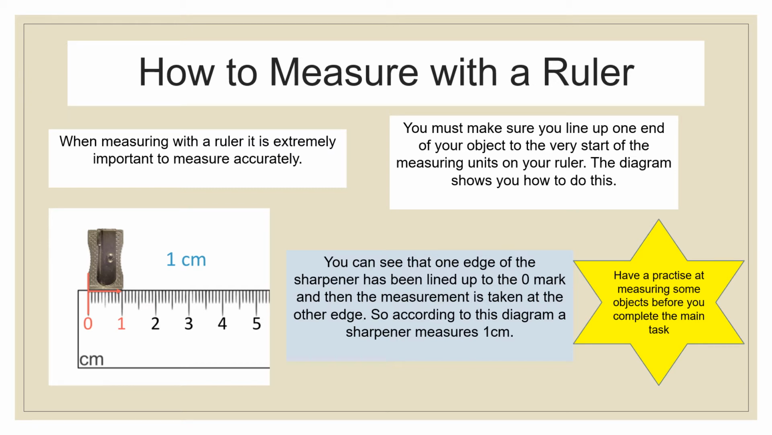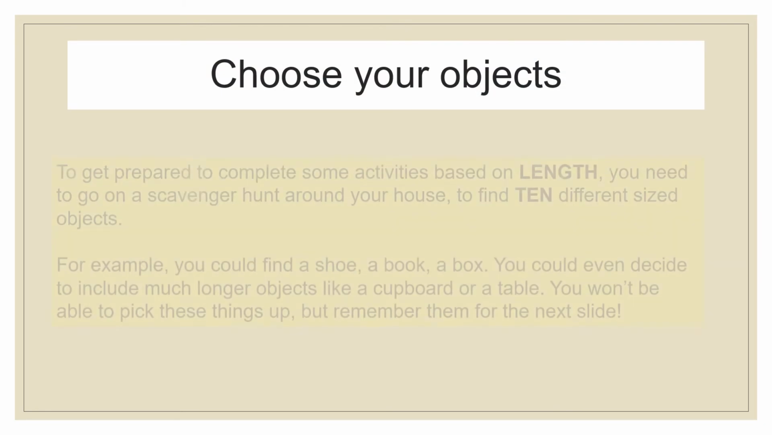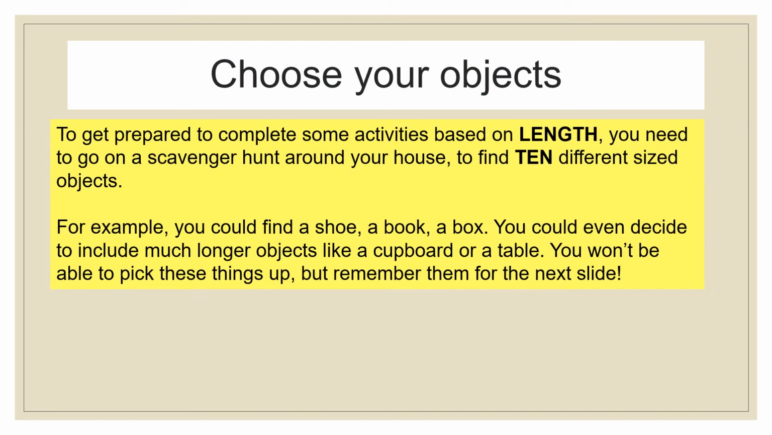Now you know all you need to know to enable you to complete the length activity. In the next few slides, I'm going to provide you with a step-by-step guide to success. The first thing you need to do is choose your objects. So to get prepared to complete some activities based on length, you need to go on a scavenger hunt around your house to find 10 different sized objects.